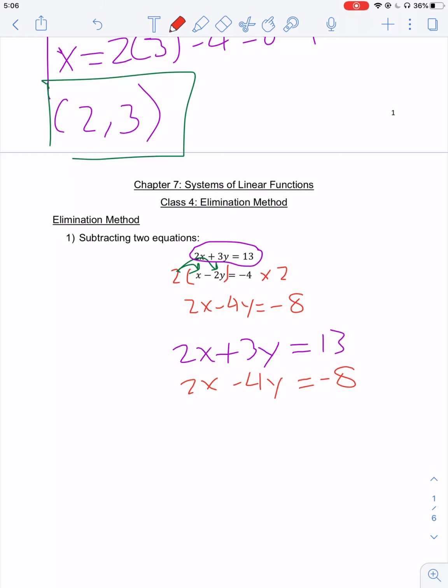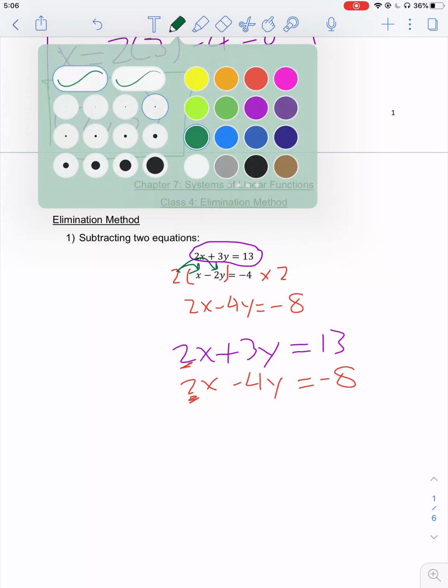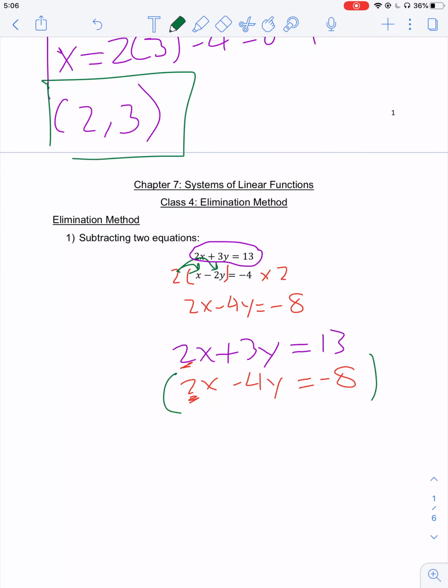Now, once you have the coefficients that are matching for the same variable, you either have to subtract or add. In this case, you will have to subtract, and I'll tell you why. You're going to subtract the bottom equation from the top equation. So do the top equation minus the bottom equation.